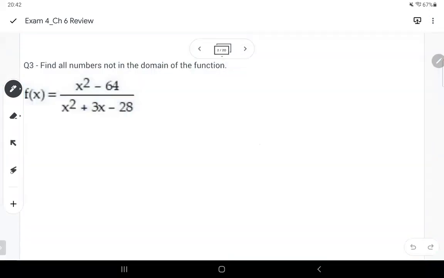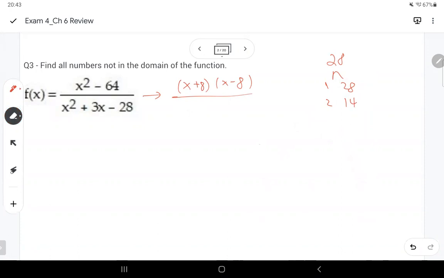Okay, remember I suggest that you factor as much as you can. So the top here is a difference of two squares. So x and x, plus 8 and -8. And then we need factors of 28 that will give us a difference of 3. So in this case, we need a +7 and a -4.